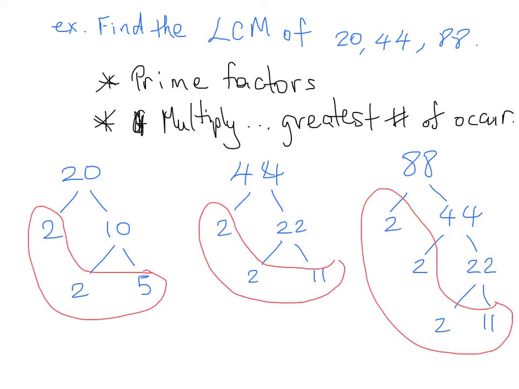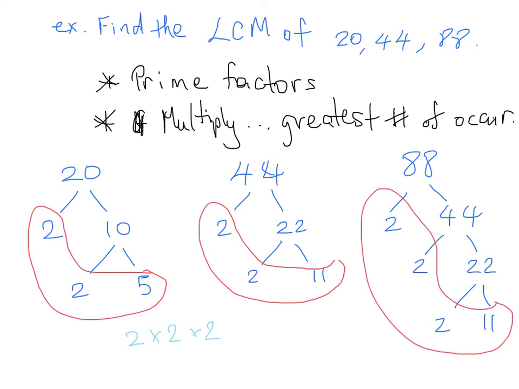So here we have 2 that shows up twice here. It shows up twice here, but it shows up 3 times here. And we're paying attention to where it shows up the most. So we're going to take those 3 2's, and we're going to have 2 times 2 times 2.